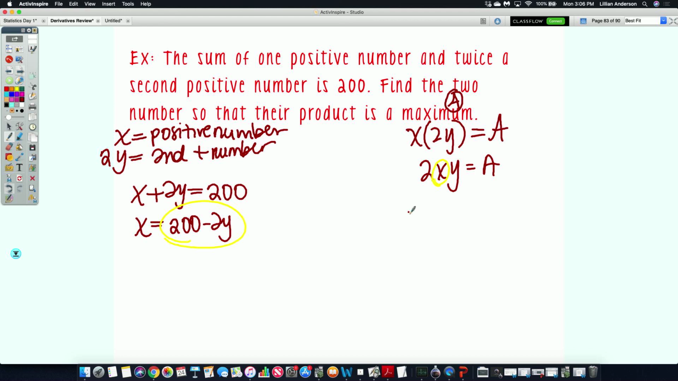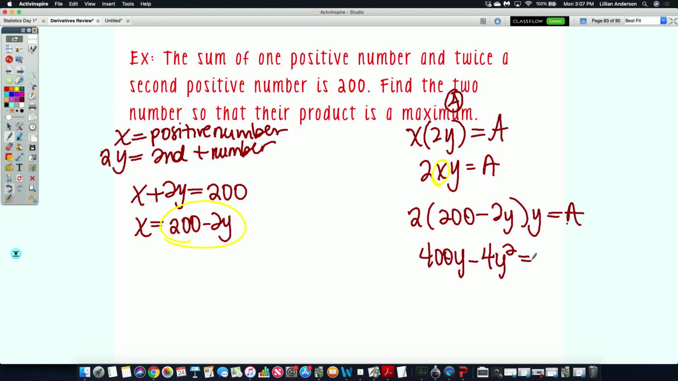So then that's going to give me 2 times 200 minus 2y times y is equal to A. So basically I need to distribute a 2y to both terms inside the parentheses. So 400y minus 4y squared. And now your equation's in two variables, y and then of course the product that we're trying to maximize. And now you can do the derivative. So you can do this as dA over dy to represent the derivative. What's the derivative of 400y minus 4y squared? 400 minus 8y.